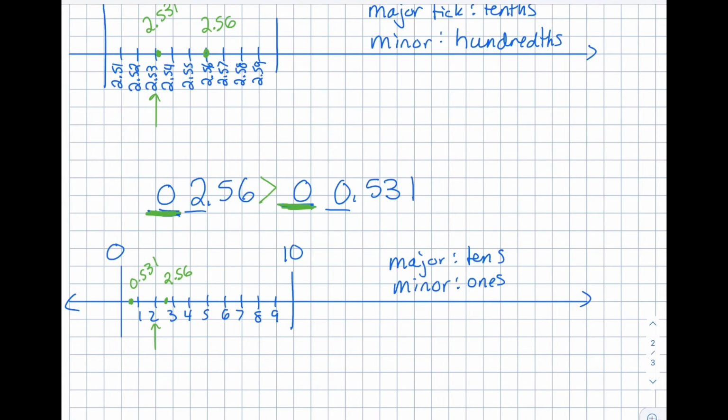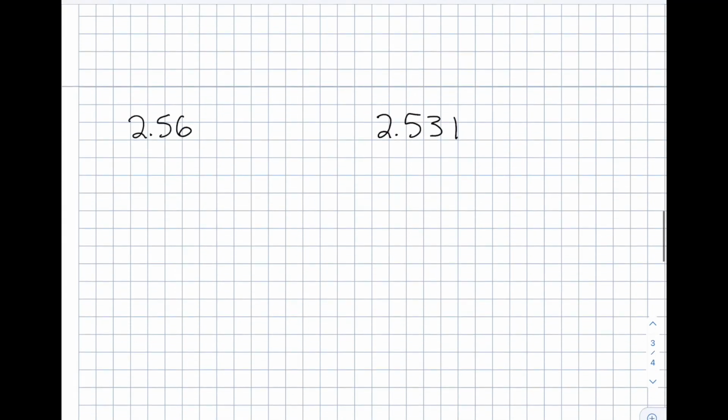Now let's use aligning the place values, and we'll justify that with our base 10 blocks. The strategy here is to put the ones in the same column, so we'll align by place value, or you can think of aligning the decimal point here. So we'll have 2 and 56 hundredths versus 2 and 531 thousandths.